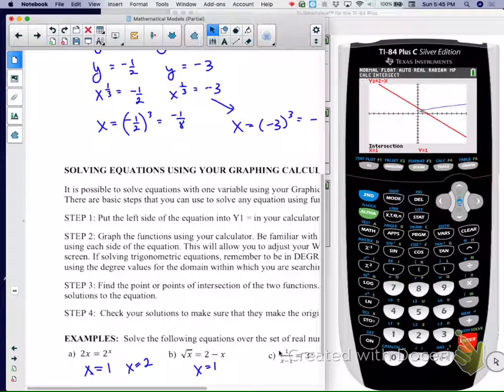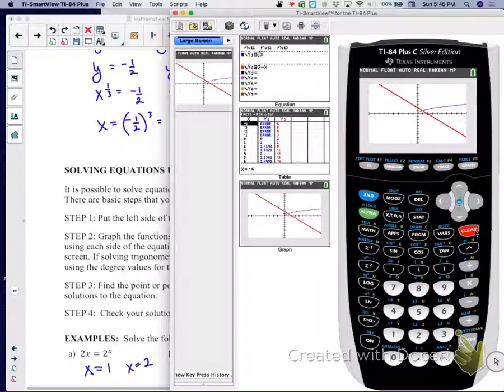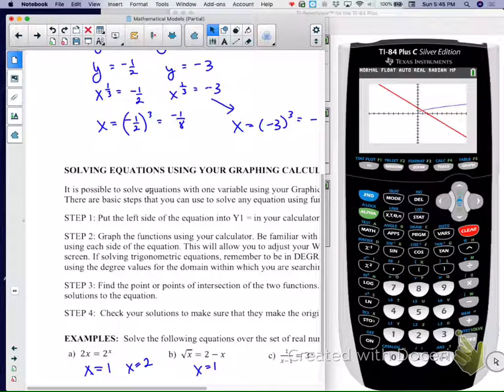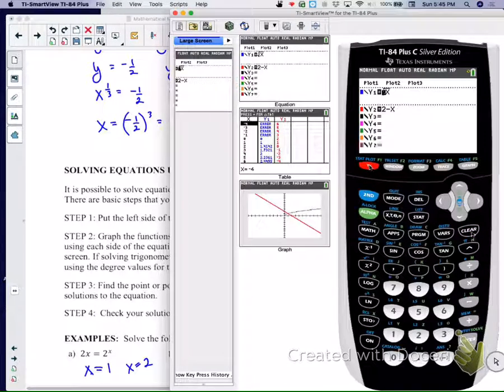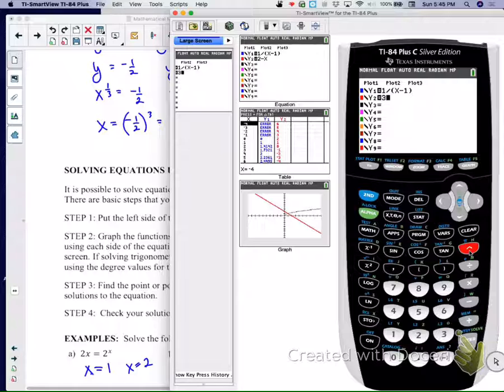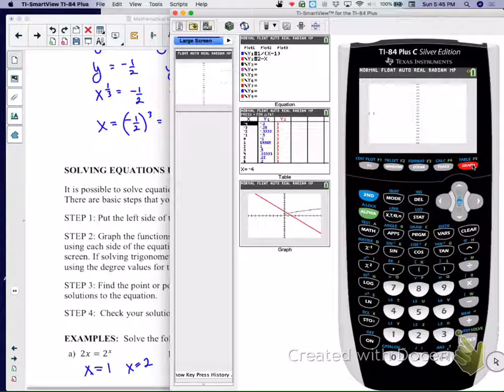Okay, C. Okay, 1 over x minus 1, that's the rectangular hyperbolic function, or the rational function, whatever you want to call it. And then the other one, 3 to the x is another exponential function like on A. So we have 1 divided by x minus 1. And then here we have 3 to the x. Okay, so we hit graph. So here's my reciprocal function. Looks good. And then here comes my other function.